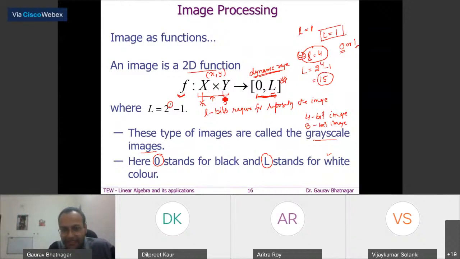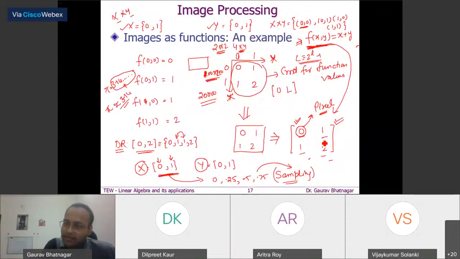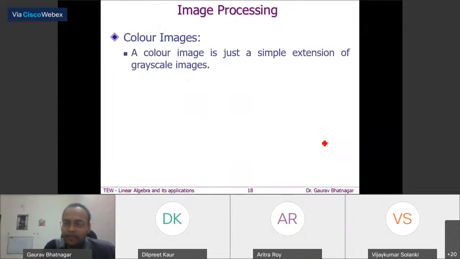As I mentioned in this particular slide, whenever I have the function under this setup, I am going to get a grayscale image. But when you take photographs with your mobile or current cameras, you do not get only the grayscale image with black, white and different gray shades. You are going to have different colors: red, blue, green, magenta, and all those colors. So now this 2D function, which gives the grayscale image, is going to give us the color image. Next is the color image, which is a simple extension of the grayscale image.